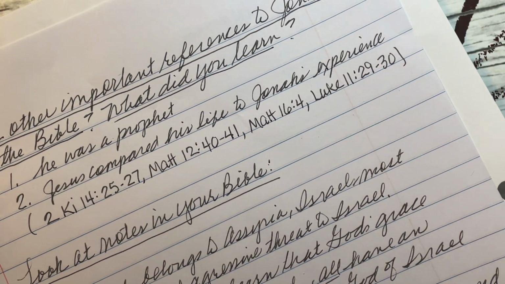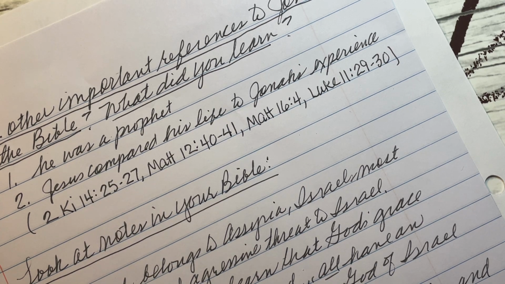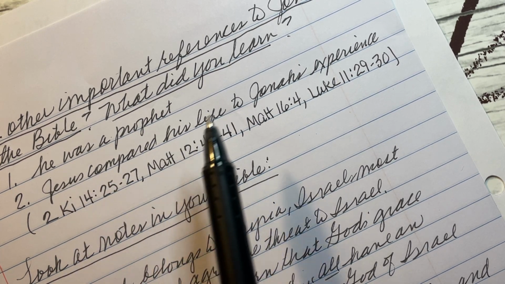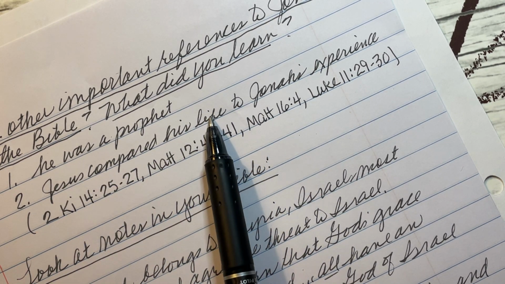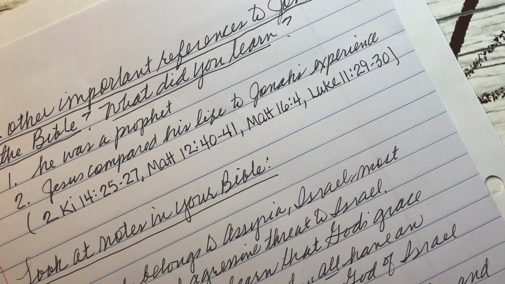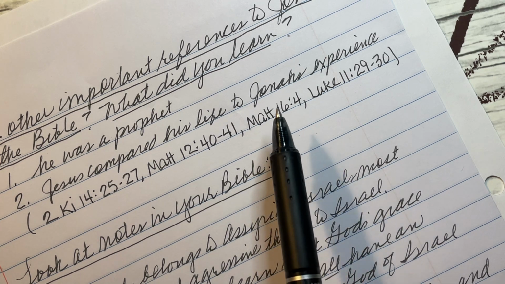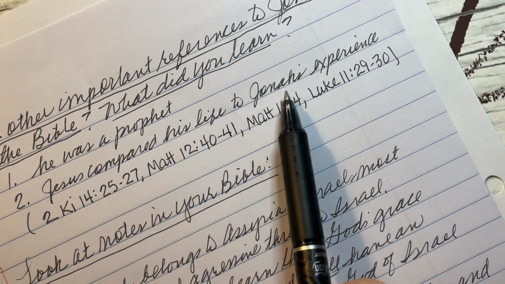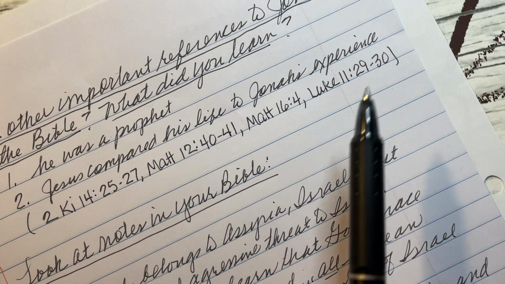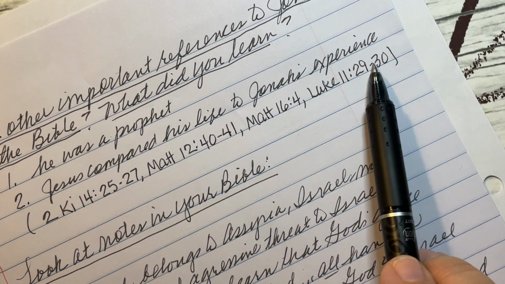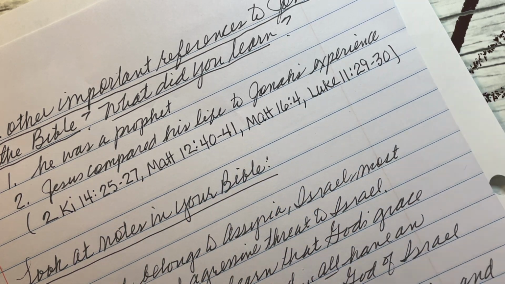And then in the New Testament, Jesus spoke of Jonah and compared his life, or parts of his life, mostly the resurrection and being in the grave for 3 nights and 3 days. He compared that to Jonah's experience. So that's very, very important. And you could go and look those up and read them.